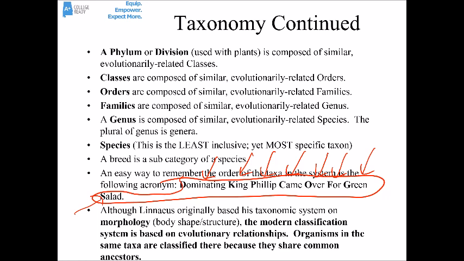So Linnaeus originally based his taxonomic system on morphology, like body shape and structure. But the modern classification system is based on evolutionary relationships. Organisms in the same taxa are put there because they're thought to be evolutionarily related and share common ancestors.